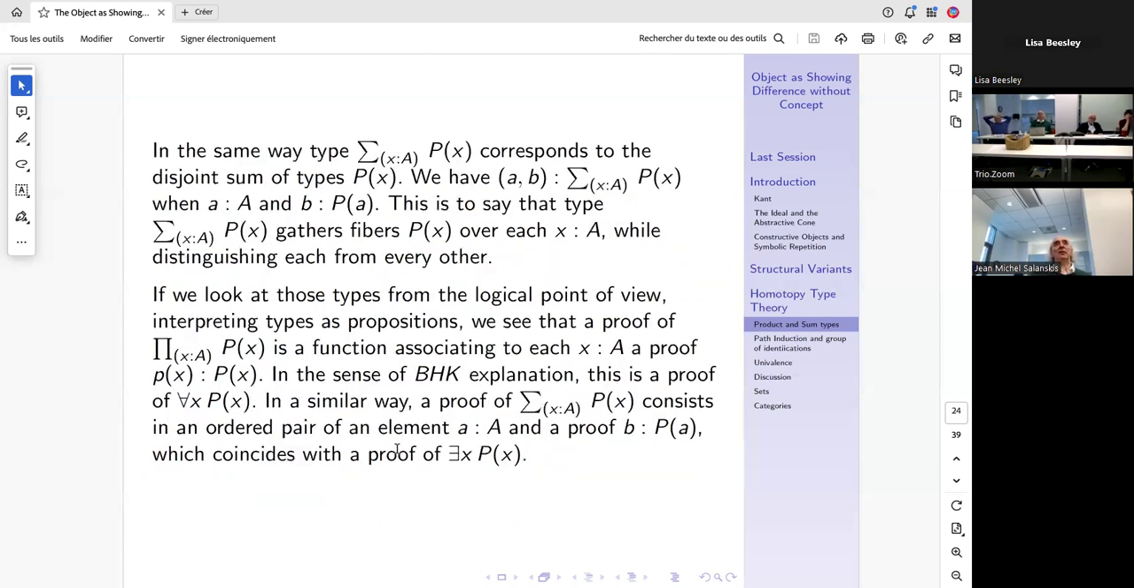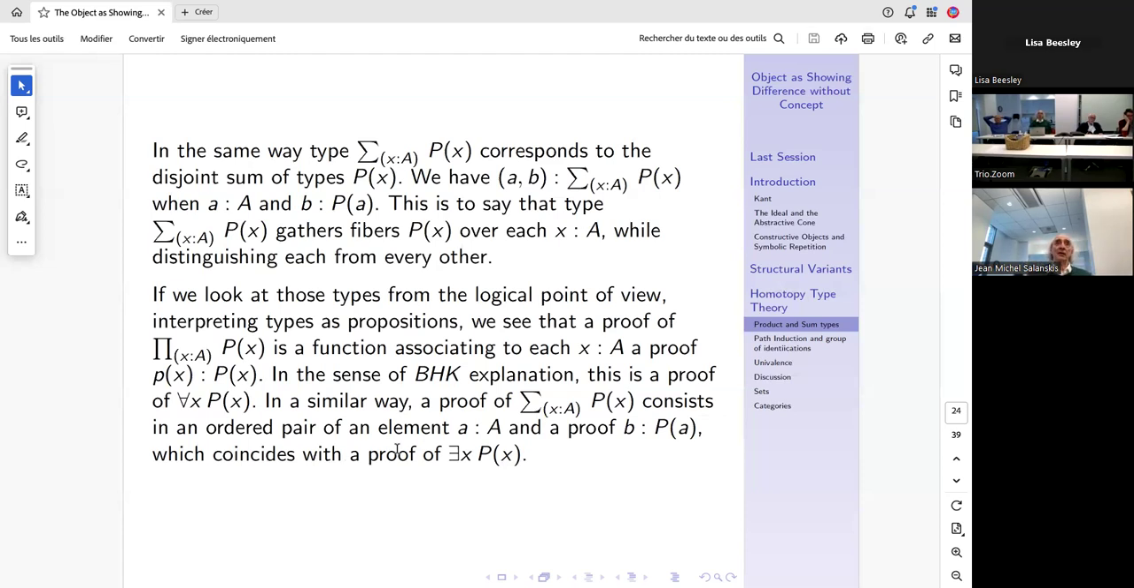And we also have the sum type, which is the disjoint sum of types P of X, which means that an ordered pair (a, b) is a member of the sum type when a is of type A and b is of type P of a. So it seems that the sum type, the sum for X varying in A of P of X, gathers the fibers P of X over each X of type A, and it distinguishes each of these fibers.